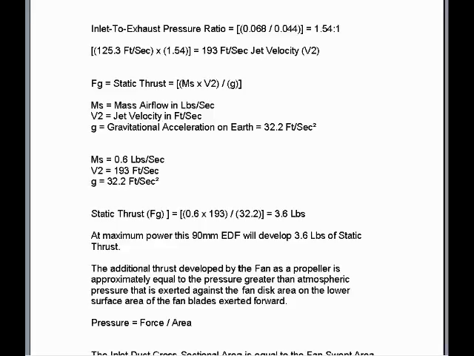Now we have all the information to calculate the maximum static thrust output when at maximum power. Simply take 0.6 pounds per second mass airflow multiplied times 193 feet per second jet velocity, then this quantity divided into 32.2 feet per second squared, which is the gravitational acceleration on Earth. When we do so, the maximum static thrust output at maximum power will equal 3.6 pounds of static thrust.